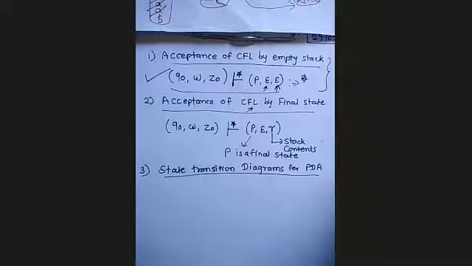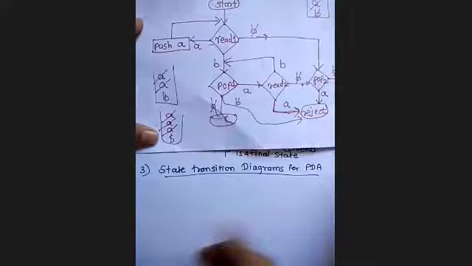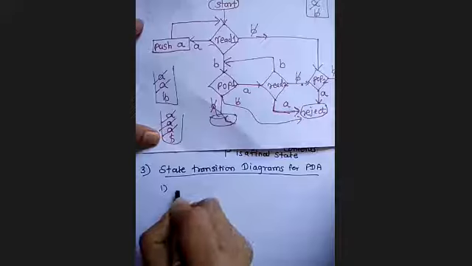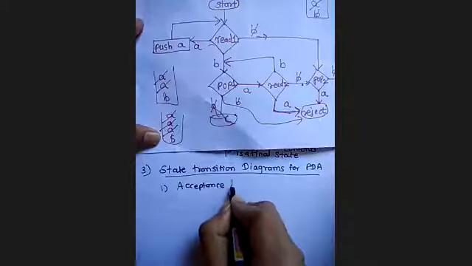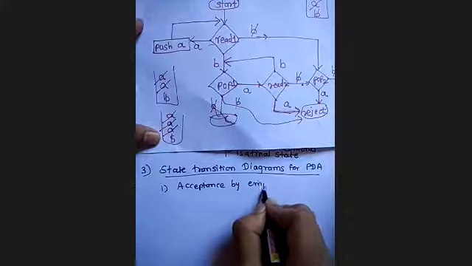Again, the state transition diagram is a graph. In that graph, your vertices will be the states, and the edges will be labeled. Edges indicate a transition from one state to another state. For this we will draw the state transition diagram in two ways. First we'll consider acceptance by empty stack.